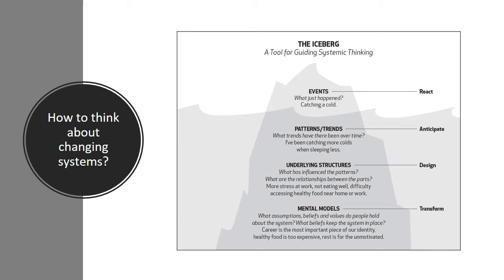Let's take a simple example that you can use to guide your systemic thinking. You first start by reacting to the problem, then you anticipate, you design, and then you transform. Imagine you just got a cold and you could just react to it by staying in bed and drinking a lot of fluids, and in 3 days you're going to be fine. But there's a chance that maybe you will catch it again.